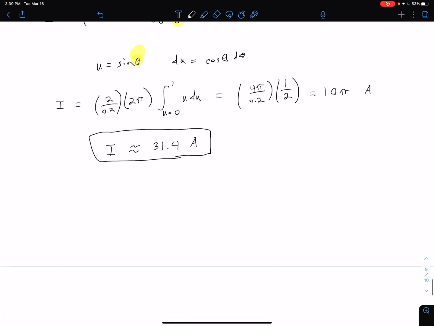If you want to see some more examples similar to this with these basic current equations, you can look on pages 184 to 186 in the textbook. And again, as you're working through those, if you have any questions, feel free to let me know.